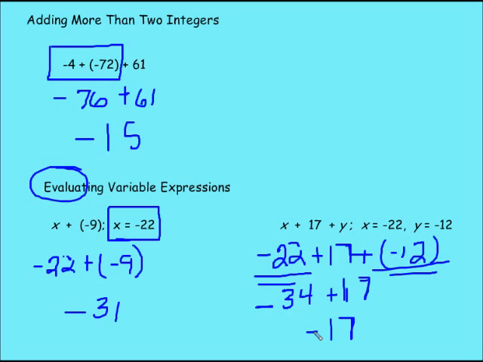Wait a minute, I think I copied something wrong there. Let me see. Nope, we're all right, negative 17. Sorry, I was looking in the book, and what they did was just go left to right. So they did the negative 22 plus 17, that gave them negative 5. Then they had the negative 5 plus a negative 12, and they still ended up with the negative 17.